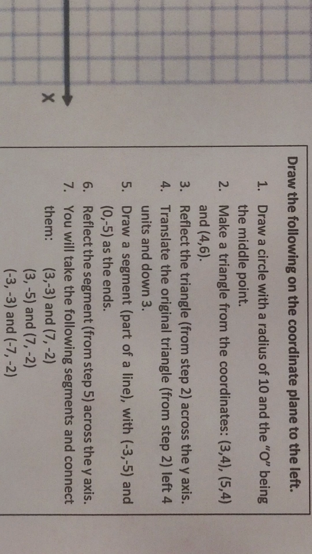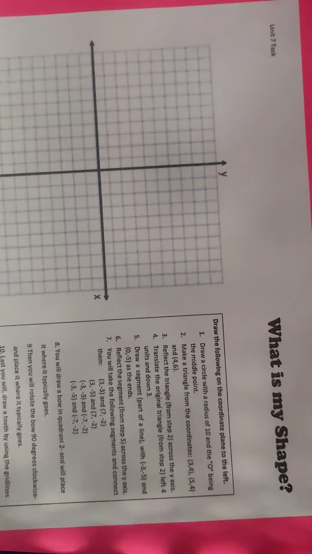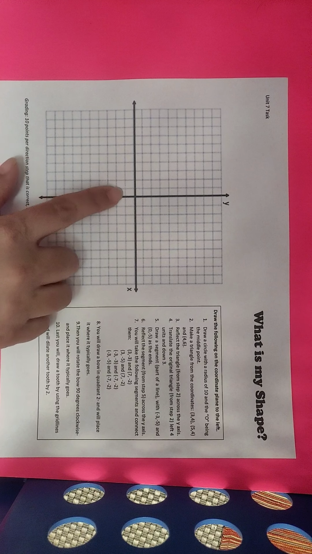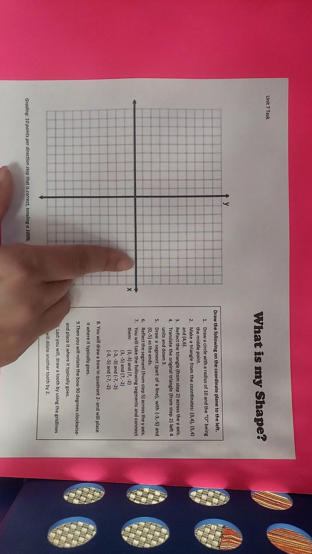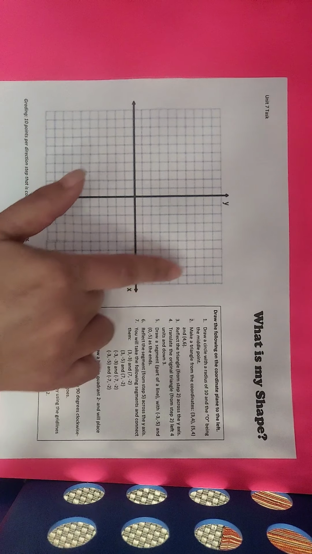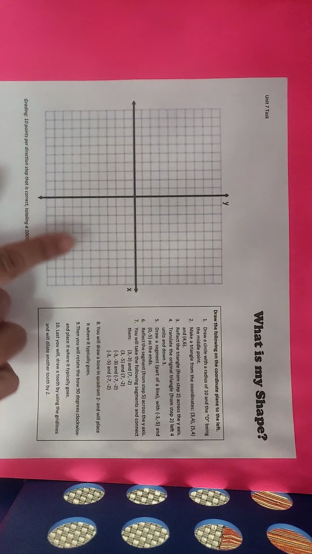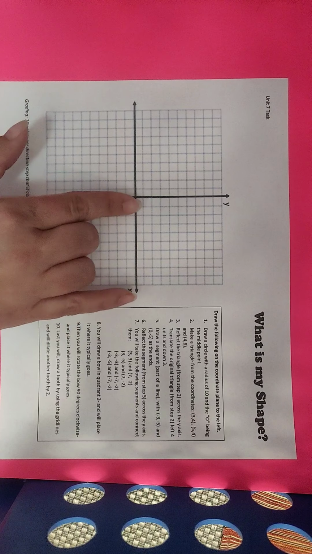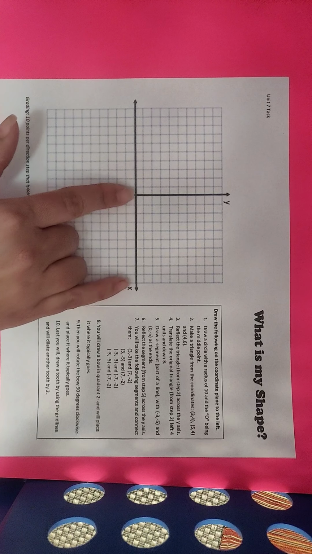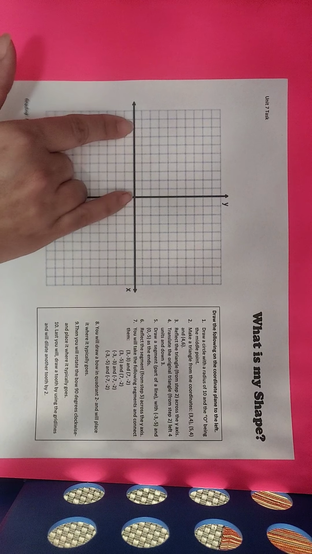So the very first thing you're going to do is draw a circle with a radius of 10. Remember, a radius is looking back at your graph. Remember, a radius is going to be halfway for a circle. So what should you have? A circle to start with. Okay, and the radius is 10 for each side. So if you count those, that should be 10.